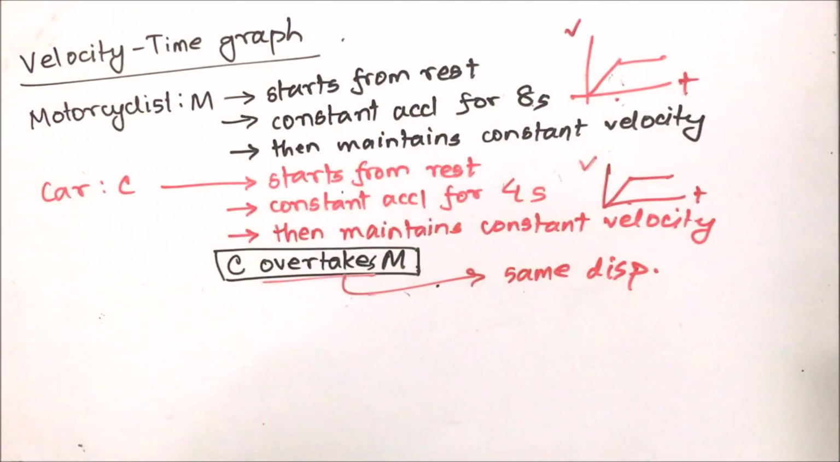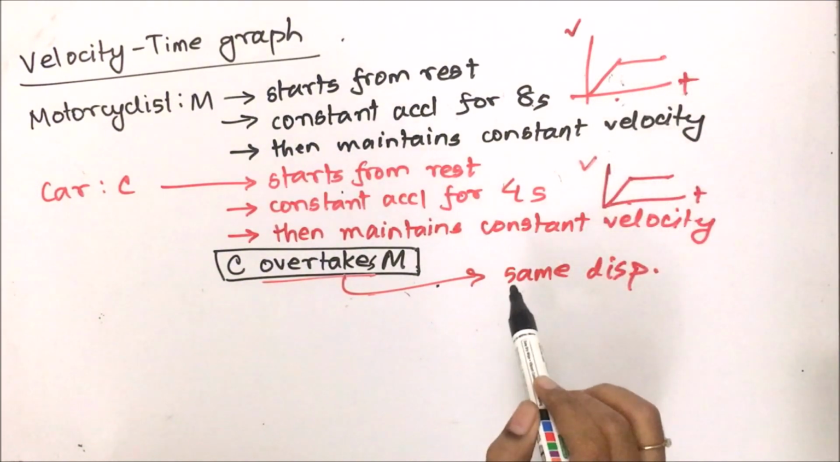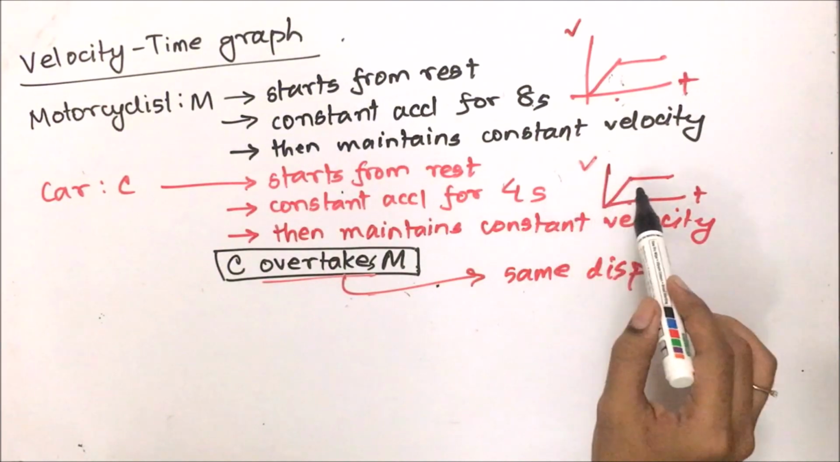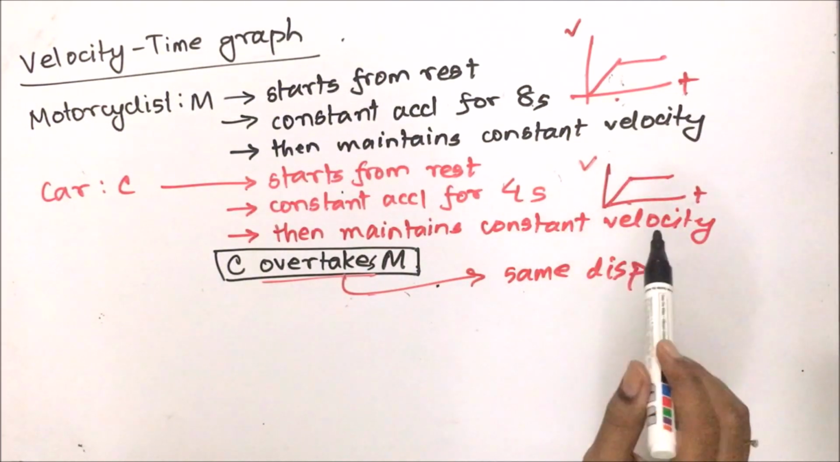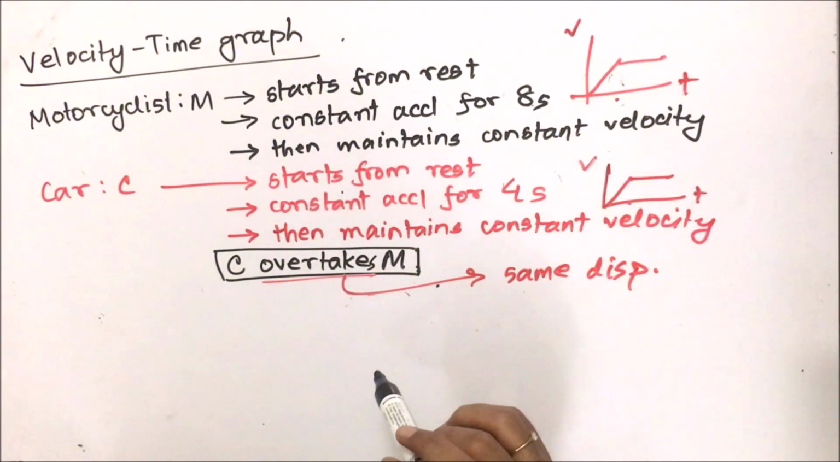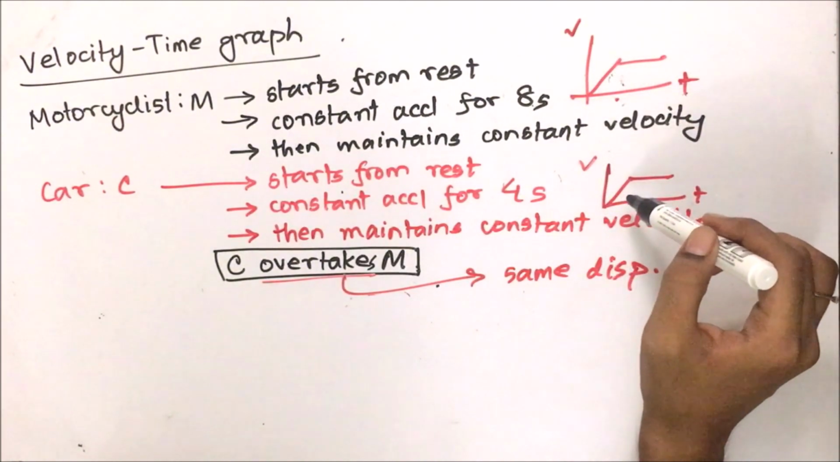Now we will learn to sketch the velocity time graphs of two bodies under the same axis. Take this motorcyclist M and the car C, for instance. The motorcyclist M starts from rest, has a constant acceleration for 8 seconds and then maintains a constant velocity. Car C also starts from rest, has a constant acceleration for 4 seconds, then maintains a constant velocity. Not necessarily that car C and the motorcyclist M have the same acceleration. So the gradient of these accelerating parts might not be the same.